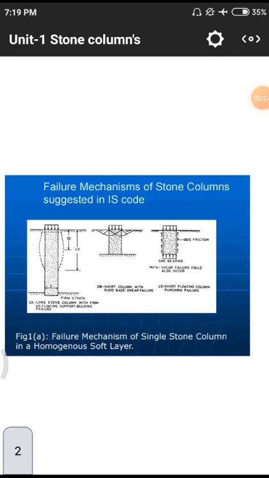In the previous class, we discussed these stone columns. Normally, what is the purpose of a stone column? In which conditions do we need to construct these stone columns to mitigate problems associated with the different kinds of lands?